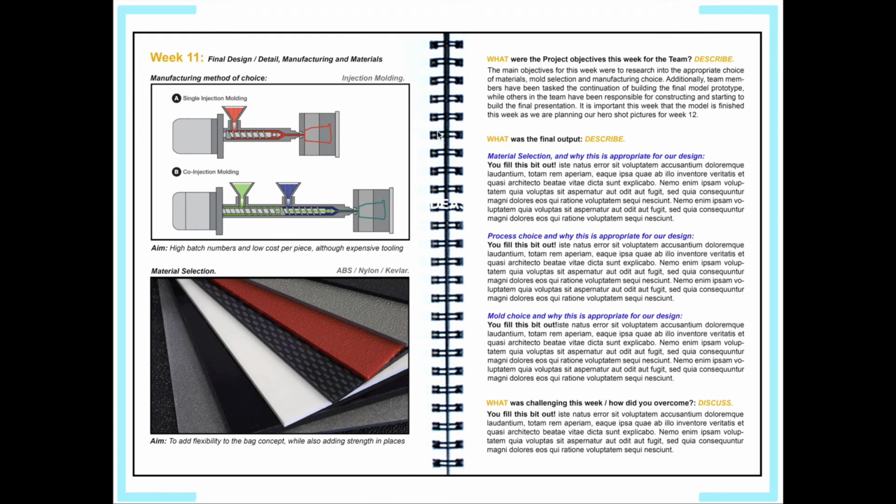When you're coming onto the detail, the final design detail part, here you might be talking about, say, the manufacturing choice of method that you've chosen, which might be injection molding for certain parts, so you can sort of show a diagram of that up there if you want, and why it's been chosen. And when you're talking about your material selection, you can show some images of the material selection down here and also why it's been chosen. And then on the right hand side, in these last weeks, there's a couple of things to talk about. What were the project objectives this week for the team?